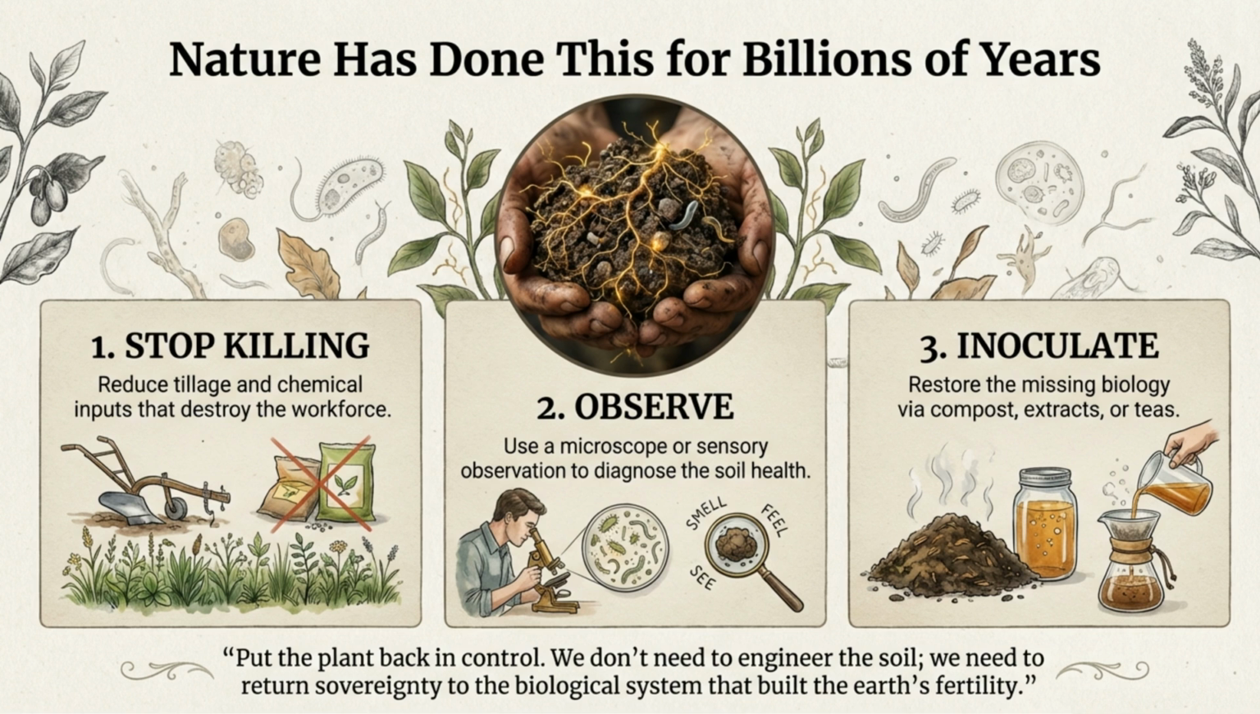Nature has done this for billions of years. To restore soil health, first, stop killing the biology by reducing tillage and chemical inputs. Second, observe the soil using a microscope or sensory observation. Third, inoculate with compost, extracts, or teas. Put the plant back in control and return sovereignty to the biological system.